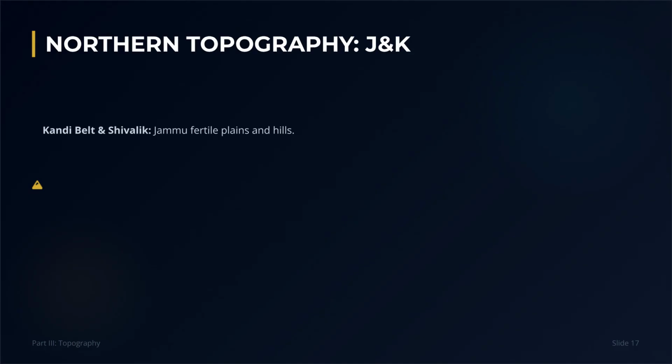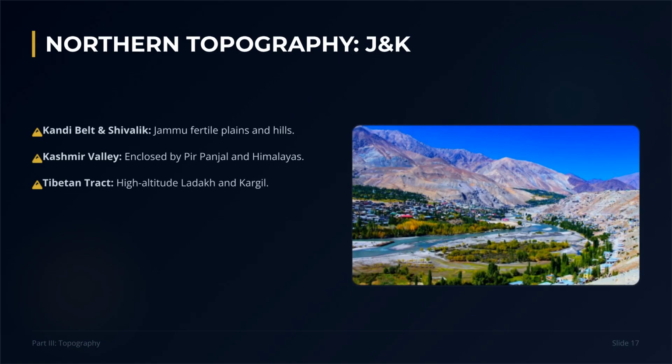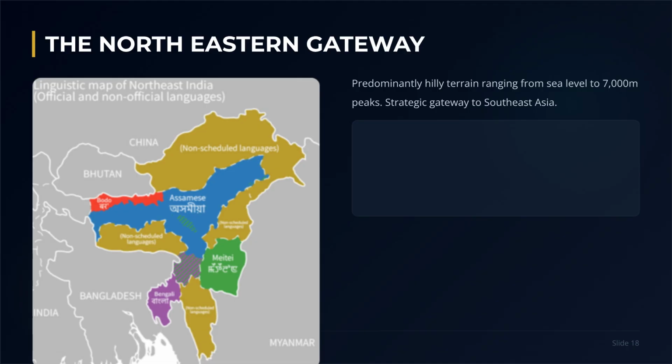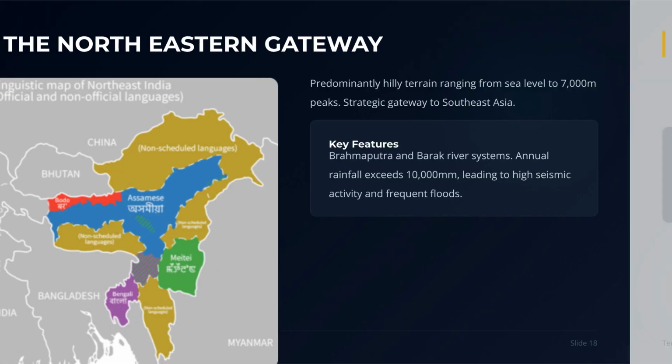The northern topography, particularly in Jammu and Kashmir, features 3 main belts. The Kandi Belt and Shivalik comprise the fertile plains and hills. The Kashmir Valley is enclosed by the Pir Panjal and Himalayas, and the Tibetan Tract includes high-altitude Ladakh and Kargil. The northeastern gateway is a predominantly hilly terrain, a strategic gateway to Southeast Asia. Key features include the Brahmaputra and Barak river systems, extremely high annual rainfall, high seismic activity, and frequent floods.